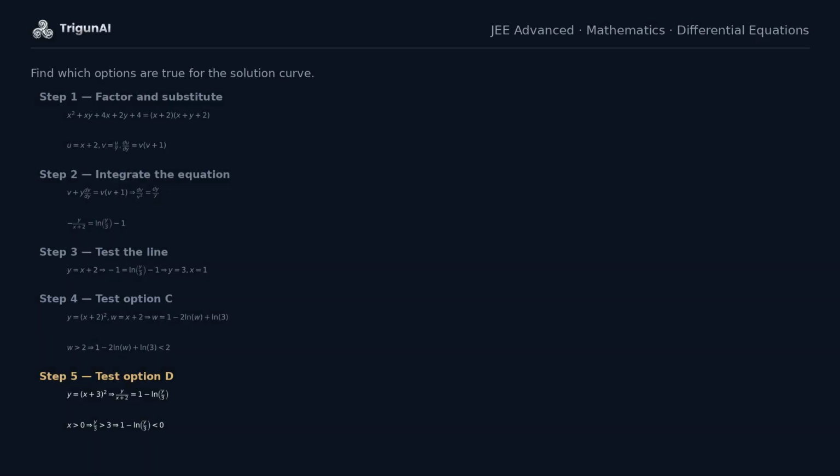For y equals (x plus 3) whole square, the left side is positive. But the right side becomes negative, so equality cannot happen. Thus option D is true.